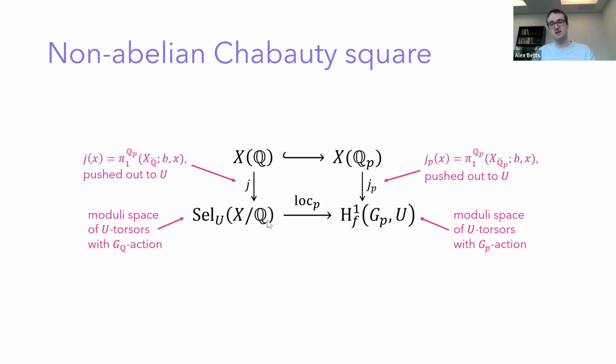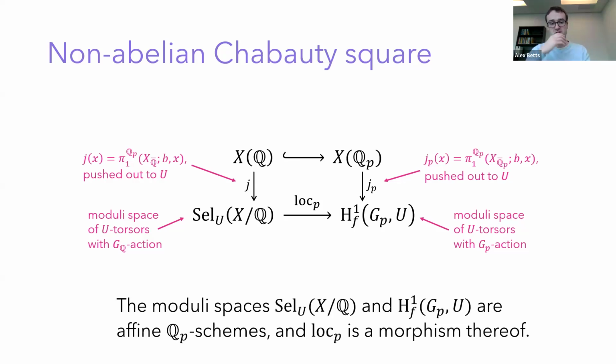The key input here, which makes the whole theory work, is something which Minhyong proved: these two moduli spaces are actually affine Q_p schemes, which, if you choose U to be finite dimensional, are actually affine of finite type. And this map between them is actually an algebraic map. It's a morphism of schemes.